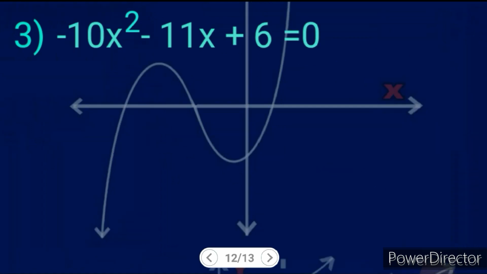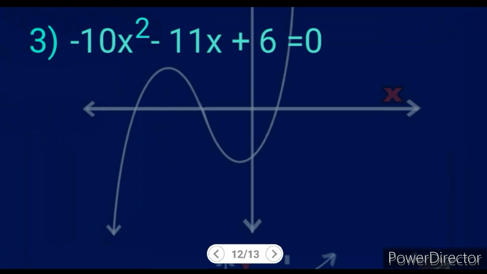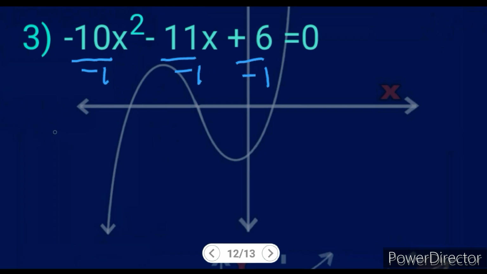Alright, here is the third situation. You have to be careful whenever we've got a negative in front of x squared. Whenever we've got a negative in front of x squared, you cannot just factorize like that when you're using the shortcut. So what you'll do is just divide everything by negative 1. Then this is going to become positive 10x squared plus 11x, and this is going to become positive 10x squared plus 11x minus 6 equals 0.